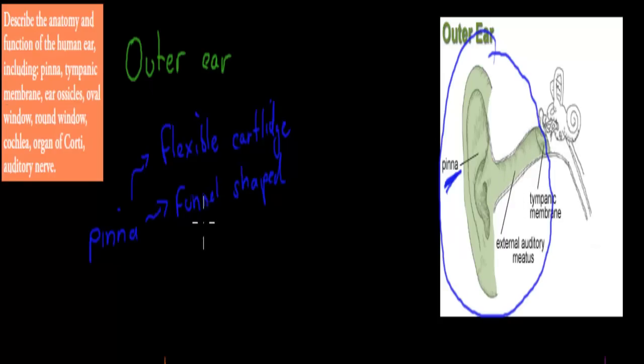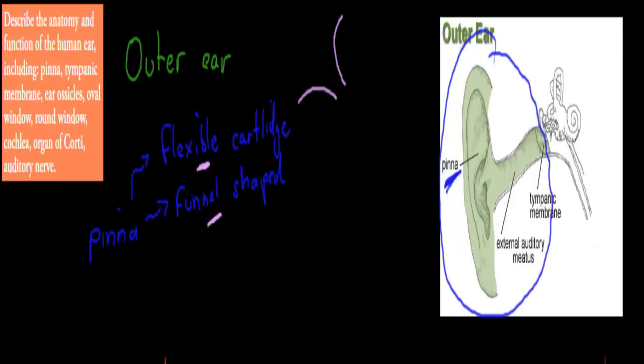So the pinna is flexible cartilage. That's the structure. Again, we're talking about structure first. It has flexible cartilage. Cartilage is bone-like, but not quite bone-like. It's a bit more flexible, and it's funnel-shaped. What I mean by funnel-shaped, it has this kind of shape, right, as opposed to this kind of shape. And that's because of its function.